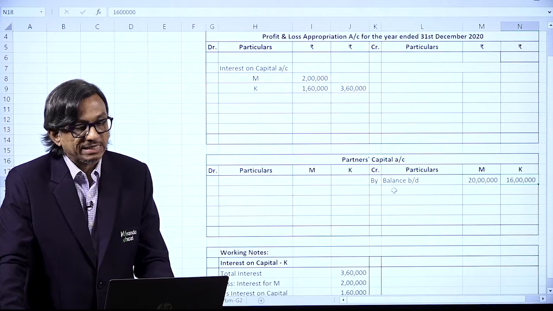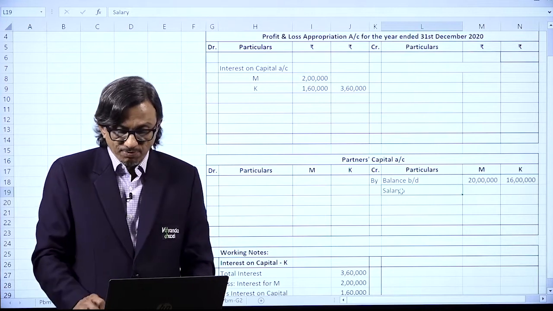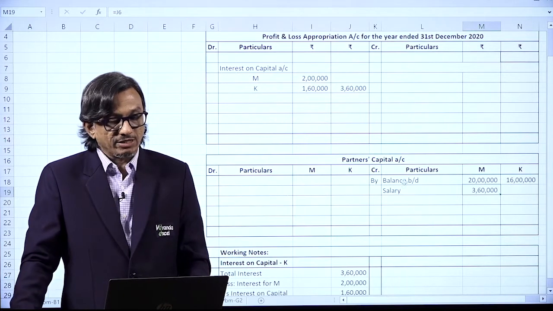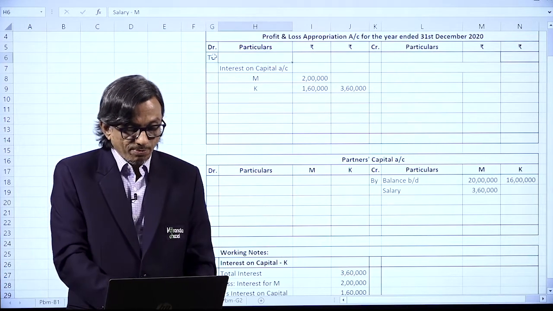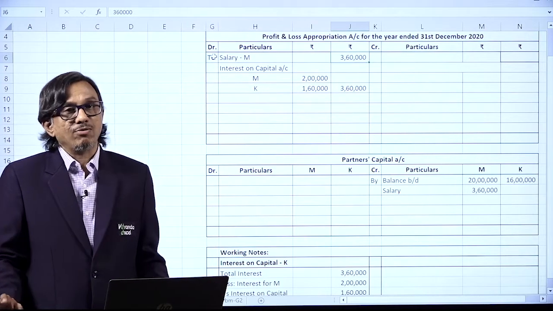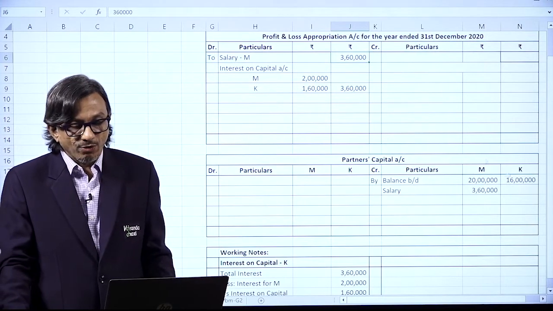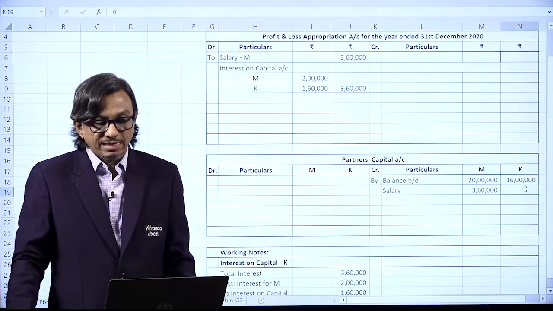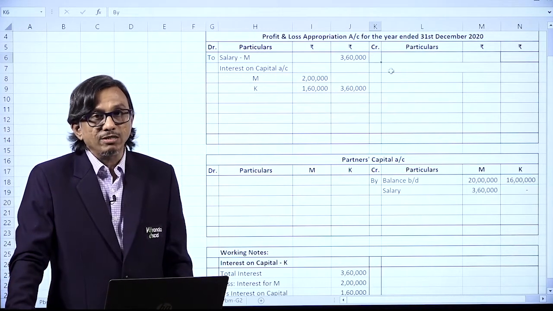Here they have given you the salary, which is already filled in. Salary of which partner is given? For M only, which is 3,60,000. So where will you put the salary? In the debit of the P and L Appropriation account, salary to M. It seems they have not given salary to K at all. Salary is given to M only. Therefore, in K's account it will be 0. No balance in K's account. Now, on the other side, we are asked to find the profit for the year.